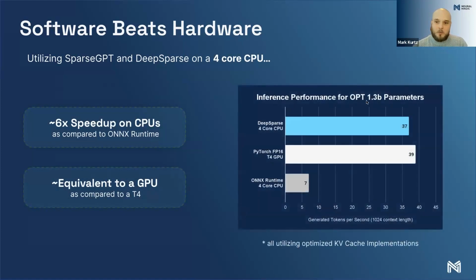For an OPT 1.3 billion parameter model that's been sparsified and quantized, DeepSparse is able to get to 37 tokens per second. So every second, we're able to generate those 37 new tokens as we're running through. The T4 GPU gets to about 39. And then the ONNX Runtime 4-core CPU, even with its KV cache implementation, is only able to get to 7.